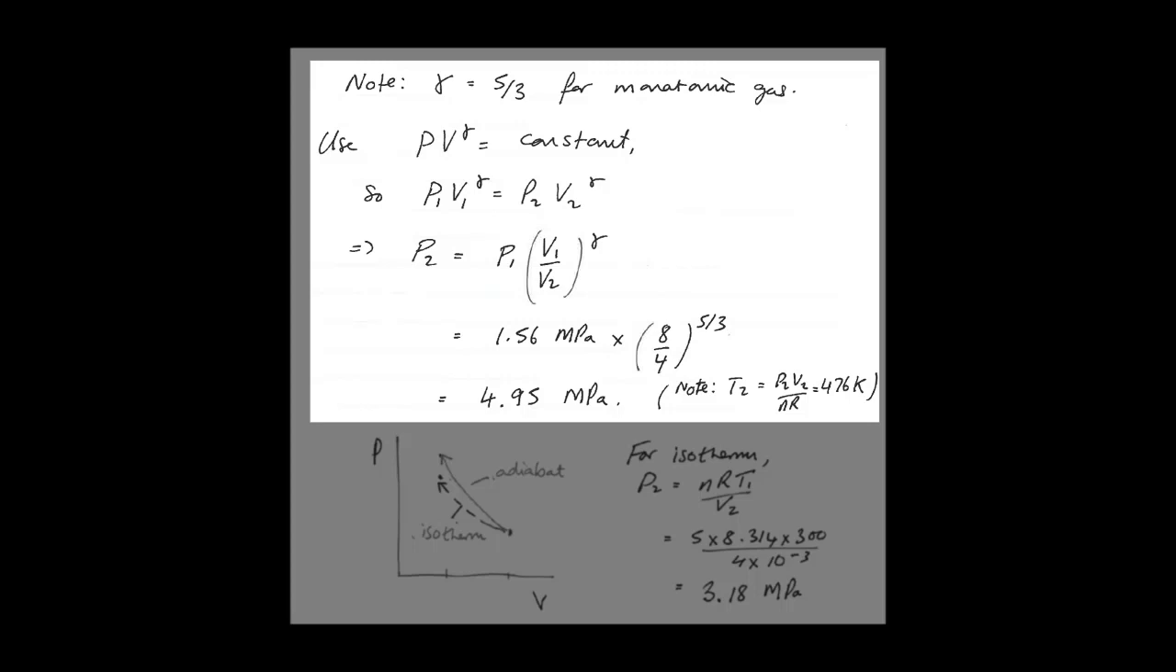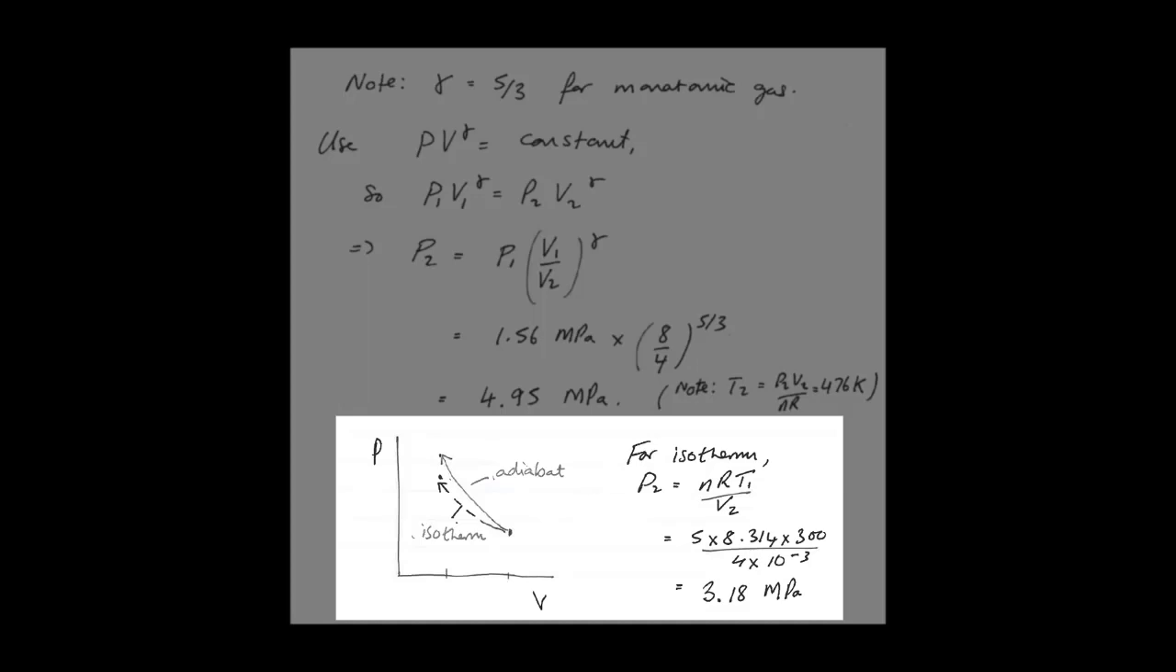So P1 V1 to the gamma equals P2 V2 to the gamma, and we solve for P2, which is equal to P1 times (V1 over V2) all to the gamma, and putting in the numbers, we find that P2 is 4.95 megapascals. Here is a PV diagram showing the adiabat. Note that for the isotherm, the pressure is 3.18 megapascals at the same final volume, which is lower than that of the adiabat. That's because when the gas is compressed adiabatically, energy is added to it and its internal energy goes up and its temperature goes up, so its pressure goes up.